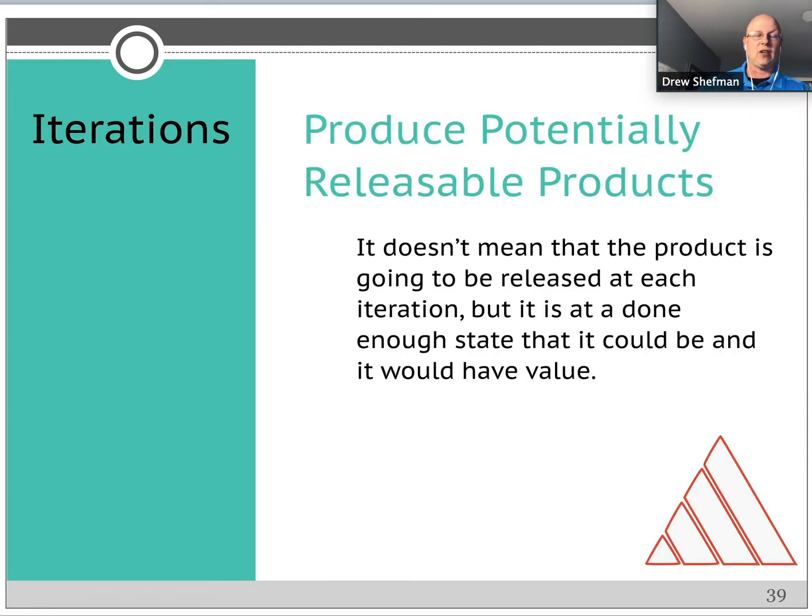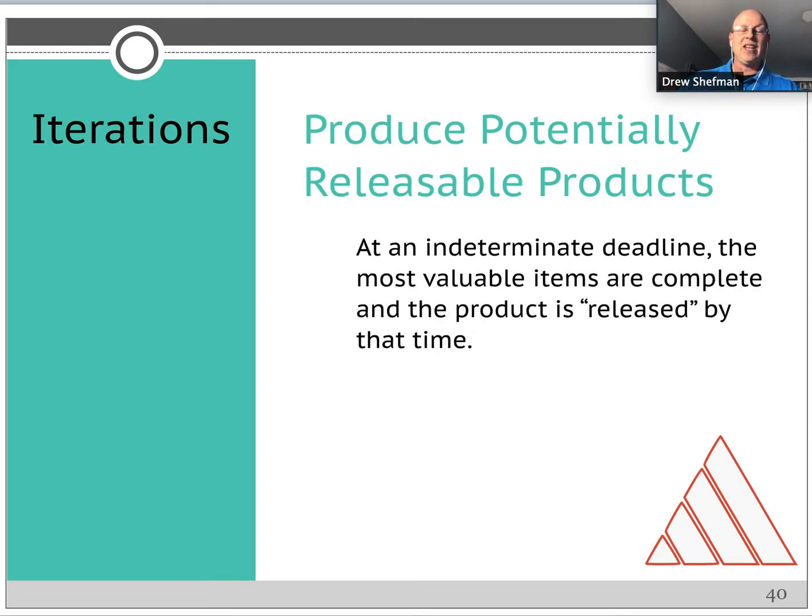So the idea of an iteration is to produce potentially releasable products. It doesn't mean that the product is going to be released at each iteration, but it is at a done enough state that it could be released and it would have value. So with an indeterminate deadline, with our deadline being water inside the house, the most valuable items are complete and the product is released at that time.